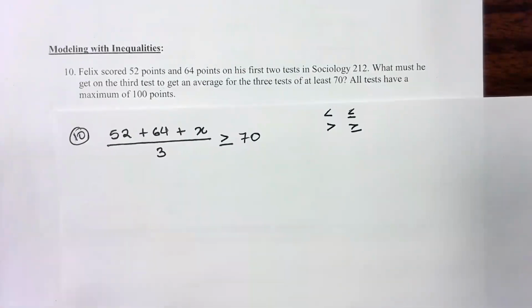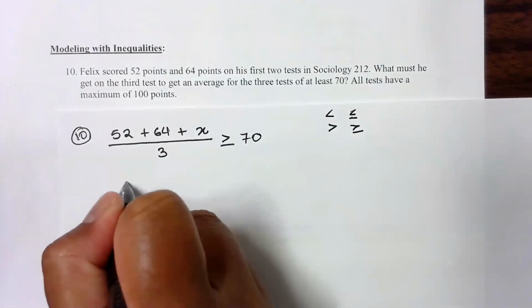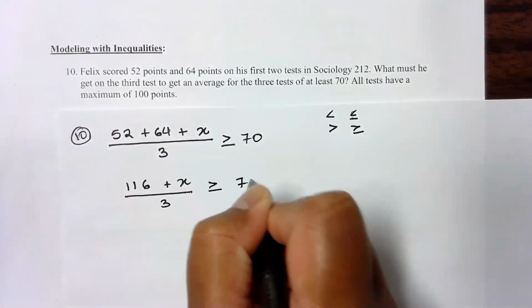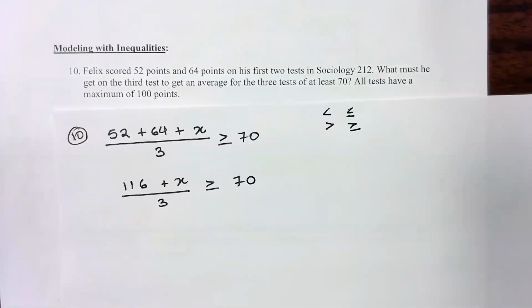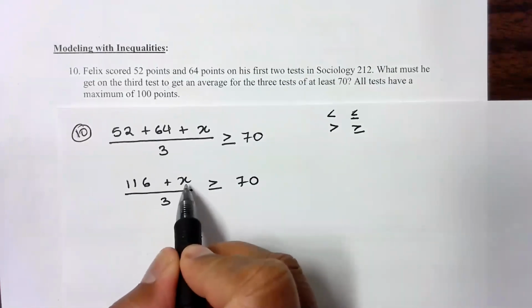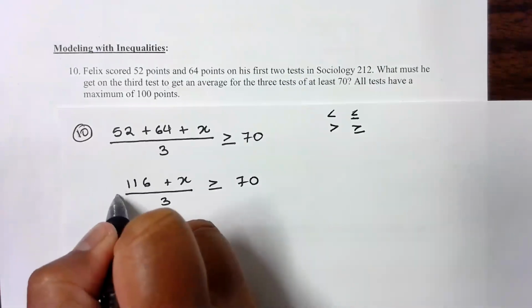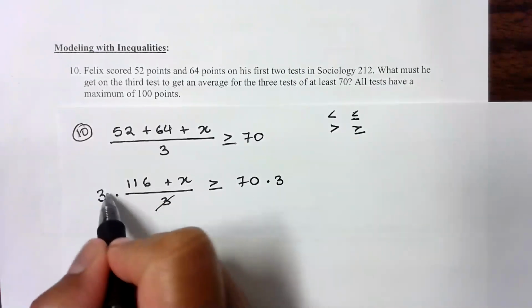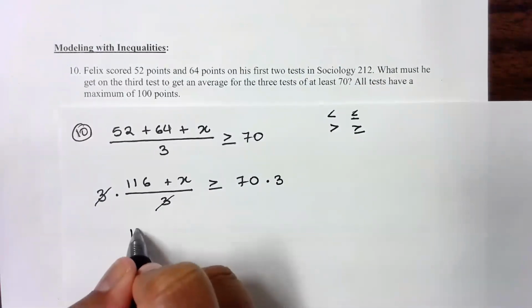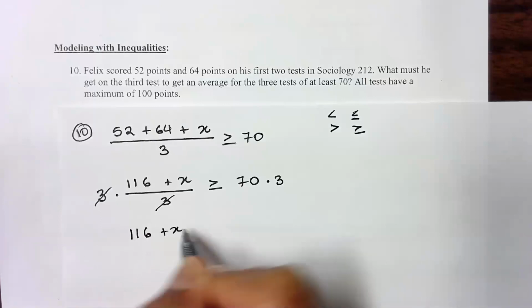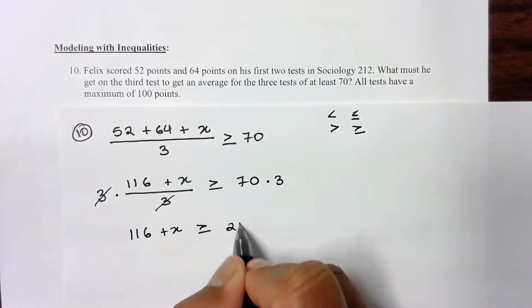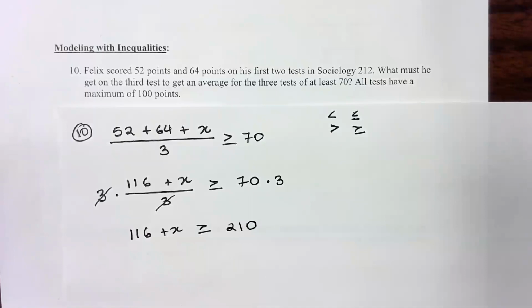So once you have this set up, let's go ahead and add our 52 with the 64, which comes out to be 116 plus x, and that's divided by 3, greater than or equal to 70, right? Now, remember, of course, we're trying to solve this inequality, which means we're trying to get the x by itself. So the first thing we should do is multiply both sides of our inequality by 3, so that we can cancel that denominator out. You are left with 116 plus x greater than or equal to 70 times 3. We know 7 times 3 is 21, and then we can put a 0 at the end.